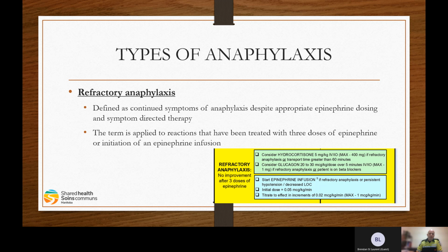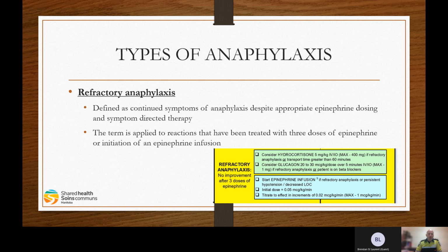So the big one here is refractory anaphylaxis. That's what it guides us to in our care map. It's defined as continued symptoms of anaphylaxis despite appropriate epinephrine dosing and symptom-directed therapy. When we talk about symptom-directed therapy, we gave our initial dose of epinephrine as our emergency first go-to, which is what we're always recommended first. But then we also give our fluid boluses and our salbutamol, and we've been doing all that therapy, and it's just not working. They're still having those symptoms of anaphylaxis.